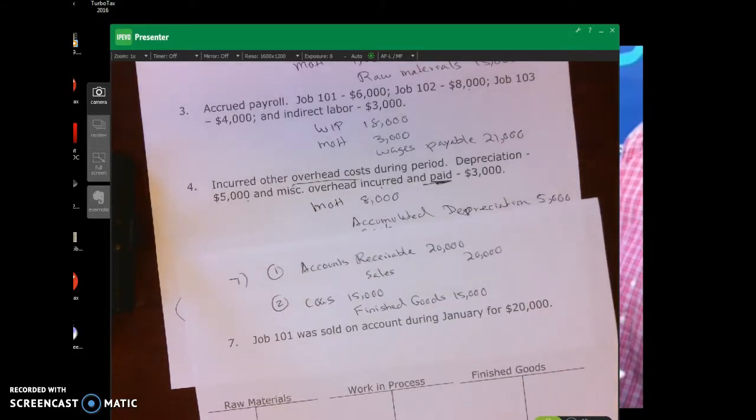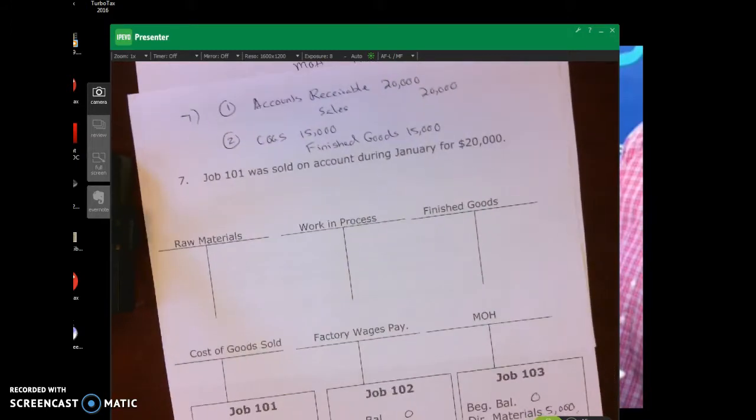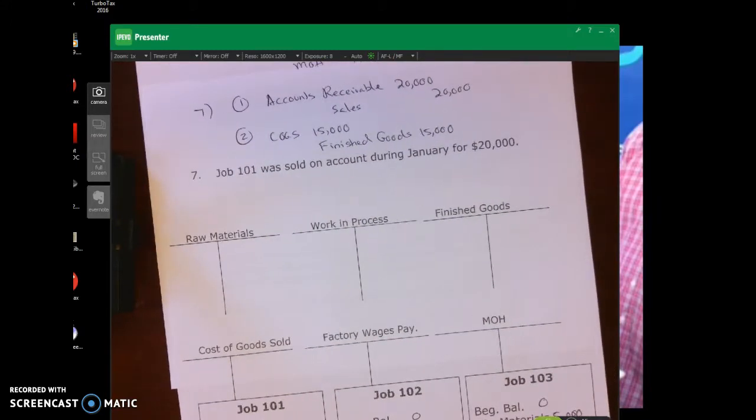And those are my 2 journal entries. Now what we can do is look at our T accounts here as well and go through and relate some of these T accounts to calculating cost of goods manufactured and cost of goods sold.